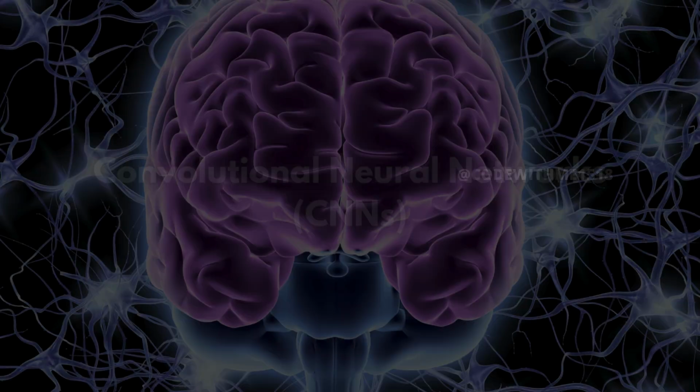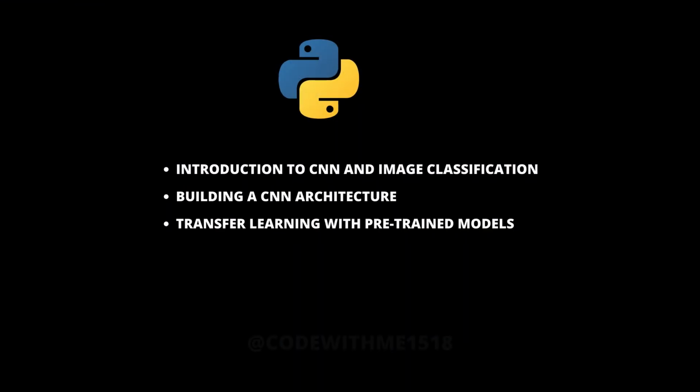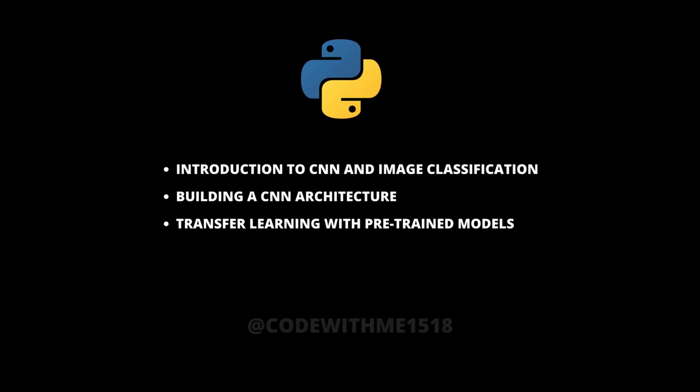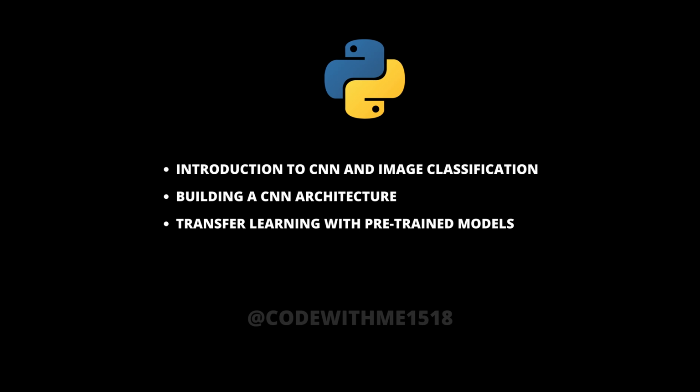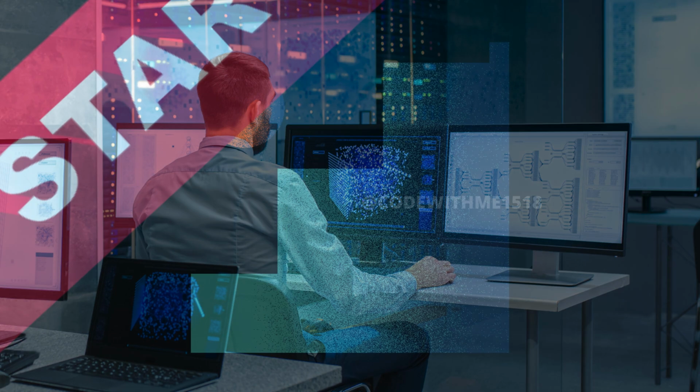Today is day 52, and we are diving into convolutional neural networks, or CNNs. These powerful networks are the backbone of image classification and many other computer vision tasks. Today, we'll introduce CNNs, build a CNN architecture, and explore transfer learning with pre-trained models. Let's get started.